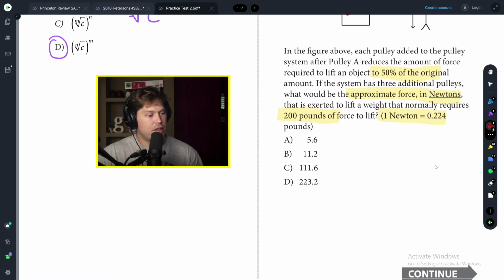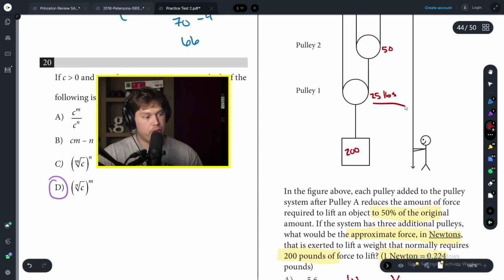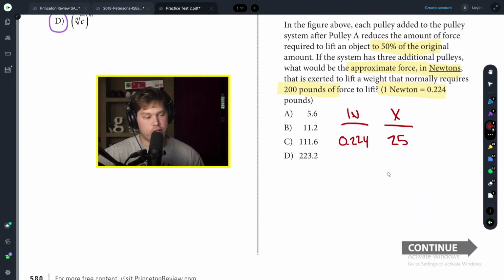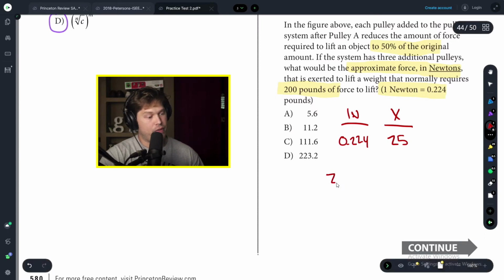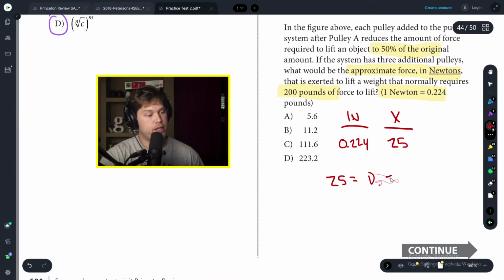However, we're asked to determine our answer in newtons, and we know that 1 newton is to 0.224 pounds. And so how many newtons is to 25 pounds, as 25 represents the bottom figure we just found? Okay, here we can just cross multiply and solve. So we have 25 equals 0.224x. And so now we can divide both sides by 0.224.